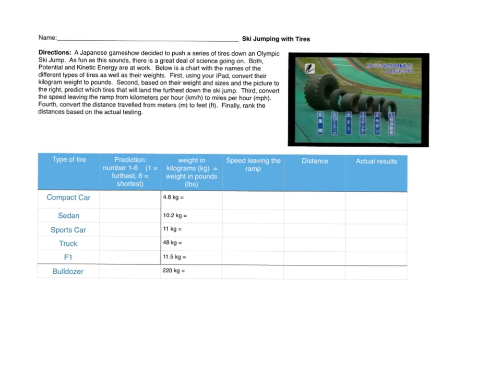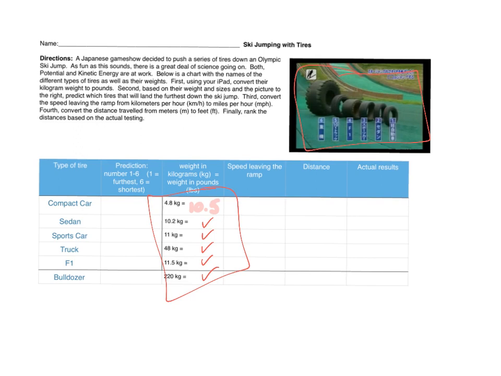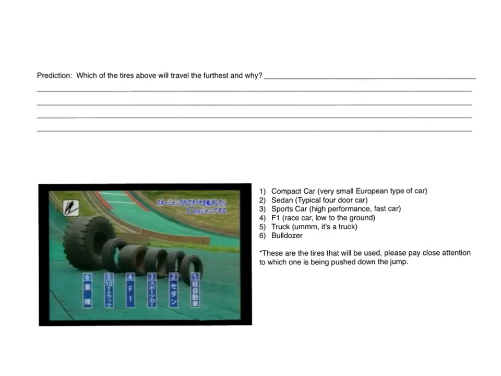So here we are, back to our chart. What you're going to do now is convert all of these different weights, the weights in kilograms. Oh, let me get my pen. The weight in kilograms, and you're going to convert those to pounds so you know roughly how much each one weighs. So for the first one, for example, compact car, 4.8 kilograms ends up being about 10.5 pounds. Once you have all these weights figured out, I want you to take a look at these tires over here, look at the weights, and then predict which ones you think will fly the furthest off that ramp. You could end up ranking them 1 through 6, 1 being the furthest, 6 being the shortest.